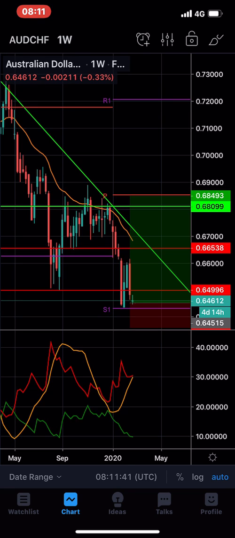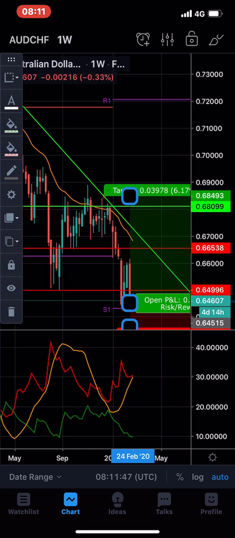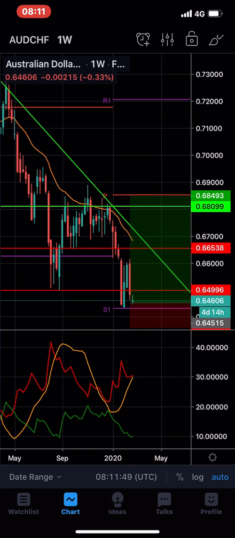I've entered it, but I'm expecting some sort of pull to the moving average, the trend line and the pivot. Seeing what happens. Obviously the Australian dollar has been very, very weak as well, so I'm expecting some sort of retracements on this one. See how it goes, see what happens. They're the 3 I've shared.